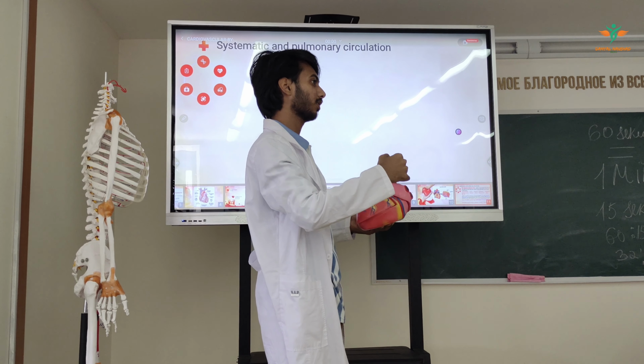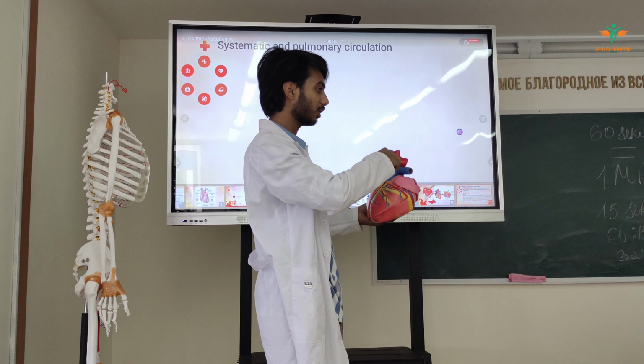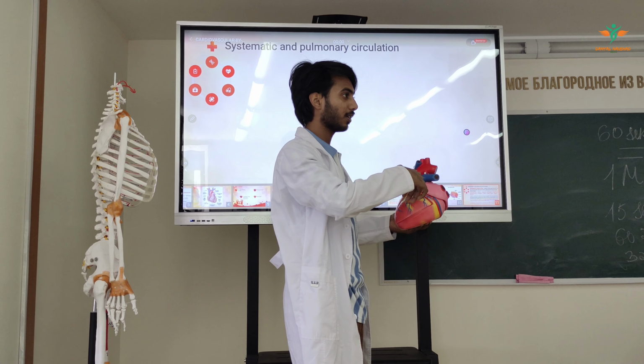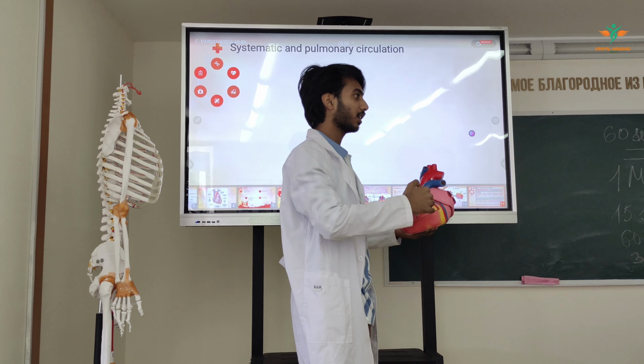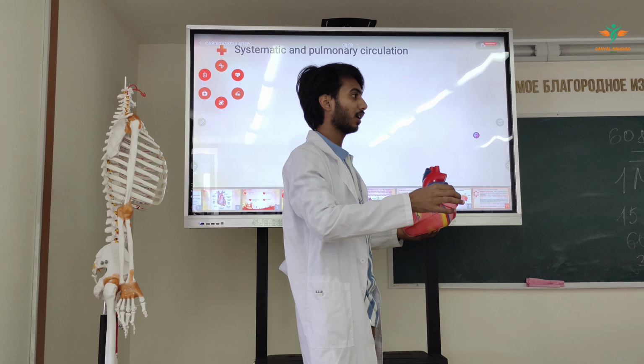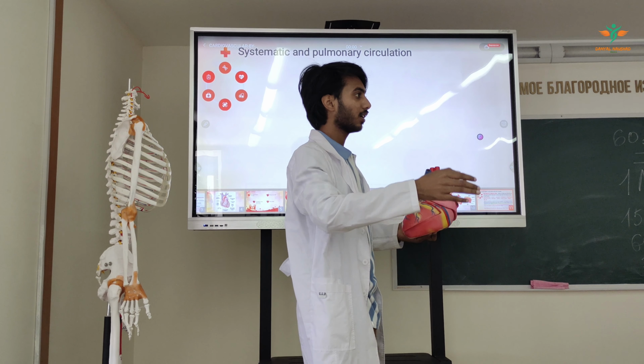This is pulmonary circulation. Systemic circulation continues after the left atrium. It goes to the left ventricle, then to the aorta, ascending and descending, and then to the arteries and arterioles.